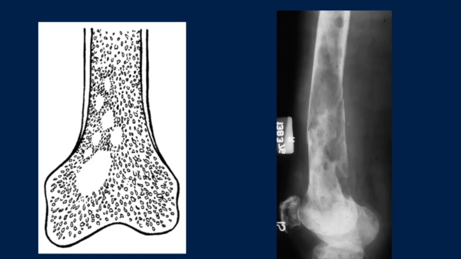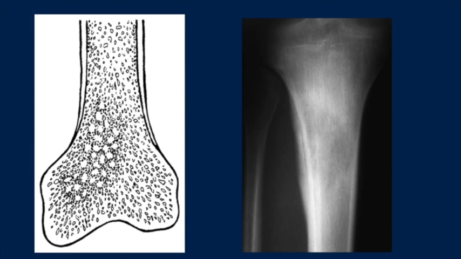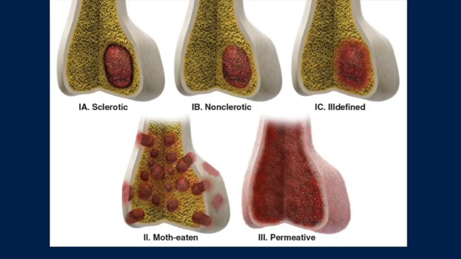An example of the moth-eaten appearance in multiple myeloma, large lesion, hard to see where it starts and where it ends. Permeative lesion, Ewing sarcoma, hard to see where it starts and very ill-defined. Very aggressive lesion. Another diagram showing the sclerotic well-defined lesion, upper left, lower right, most aggressive, permeative appearance.